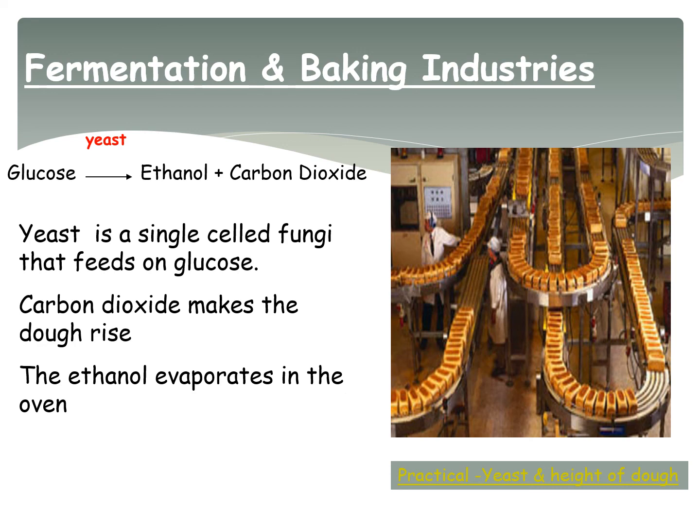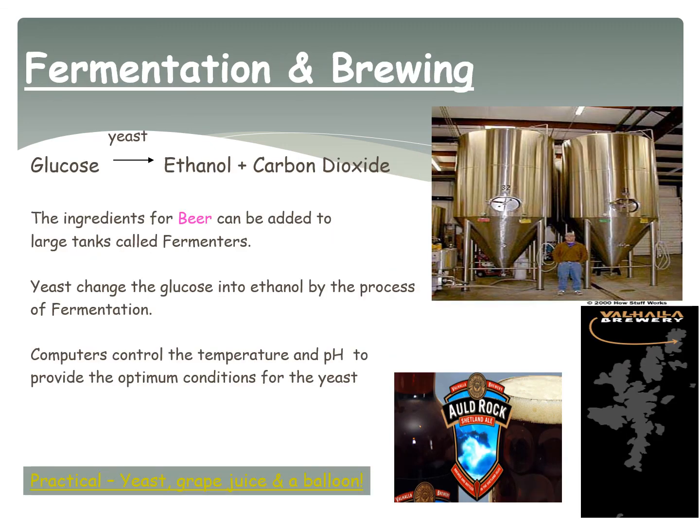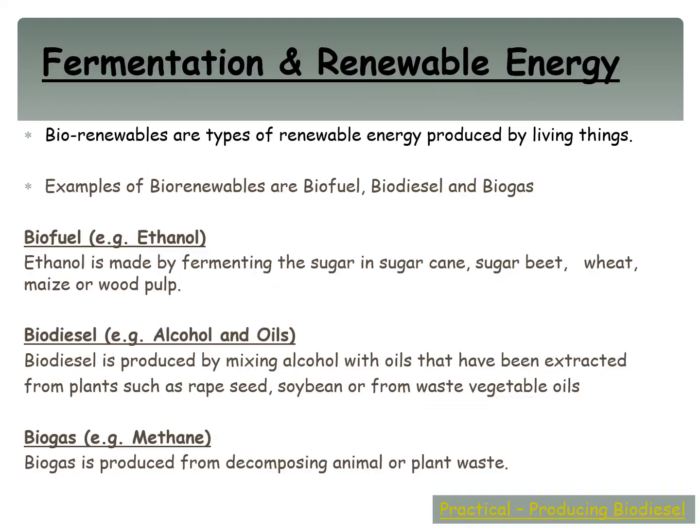So in fermentation, we've got glucose, which produces your pyruvate and your 2 ATP, and then it produces ethanol and carbon dioxide, which can be used in the baking industry. It can also be used in the brewing industry, so the ingredients for beer can be added to large tanks called fermenters. So yeast changes glucose into ethanol by the process of fermentation, which we've already explained, and they get made in these giant fermenters, which are up in the corner. So they have computers which control the temperature and the pH to provide optimum conditions for yeast growing, so the best conditions basically for the yeast to grow.